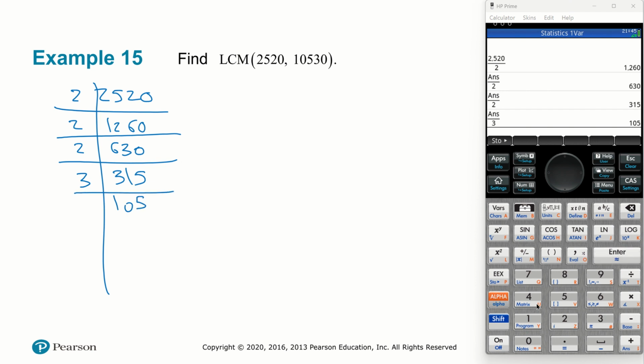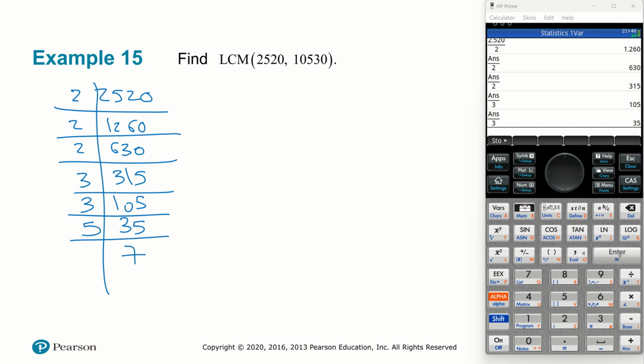Now, 1 plus 0 plus 5, that's 6, so we're still divisible by 3. So we divide by 3, we get 35. Now 3 and 5 is 8. This number is not divisible by 3, but I know it's divisible by 5. So I divide, I get 7.